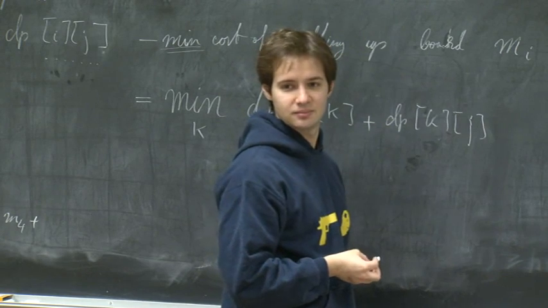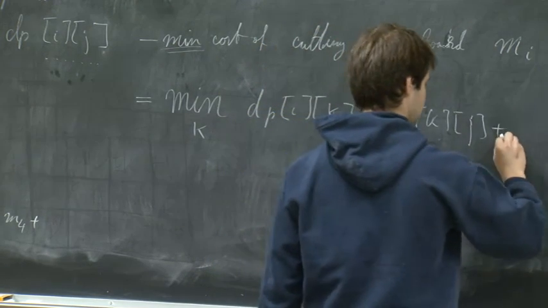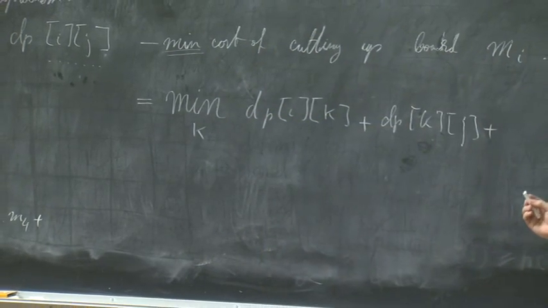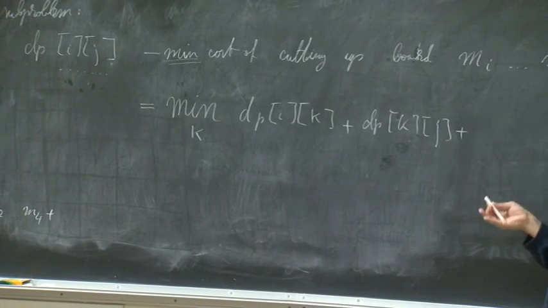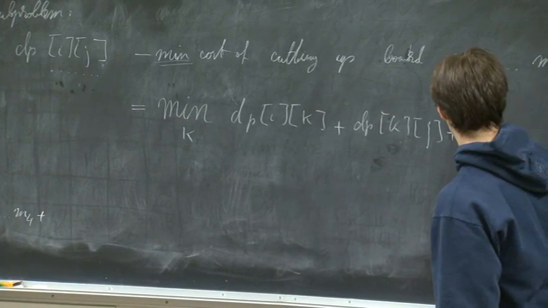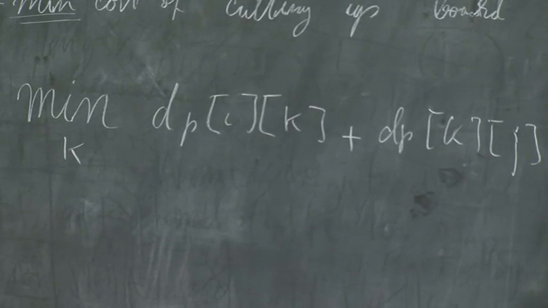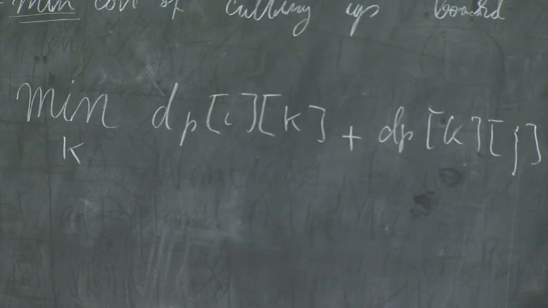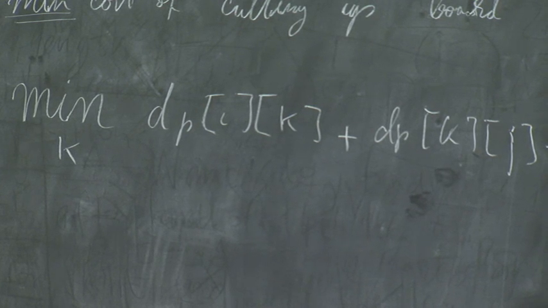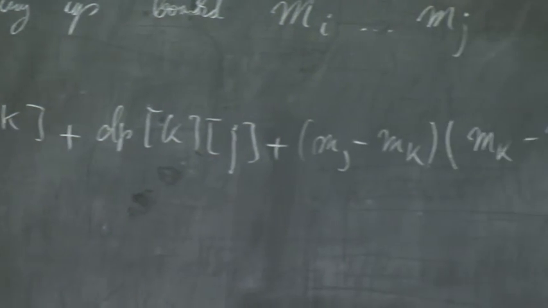And the cost of... M of J minus M of K. Okay, M of K minus M of I times M of J minus M of K. Cool. Yeah, other way around, doesn't matter.